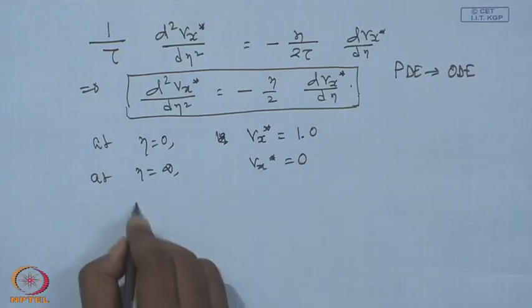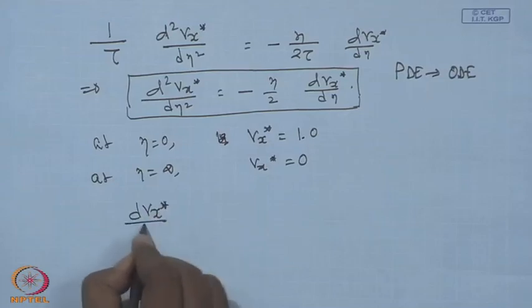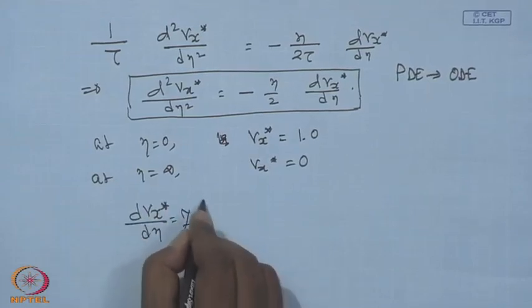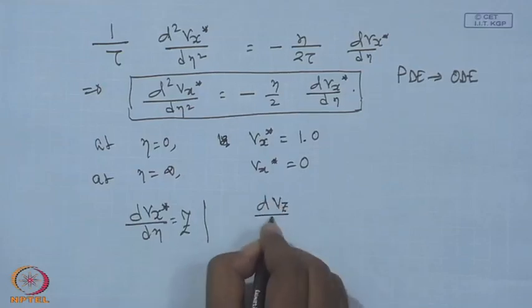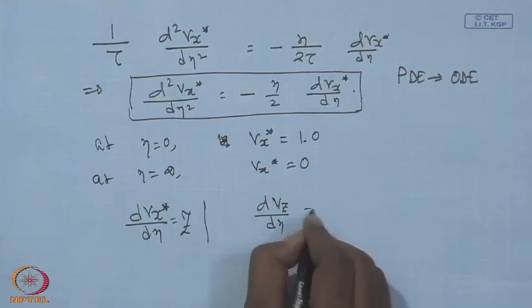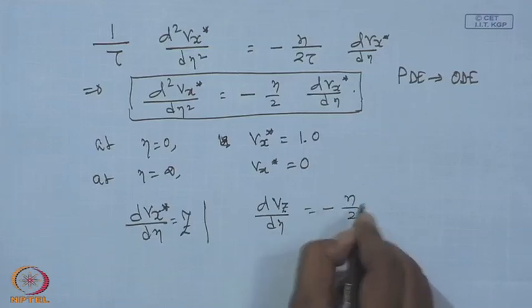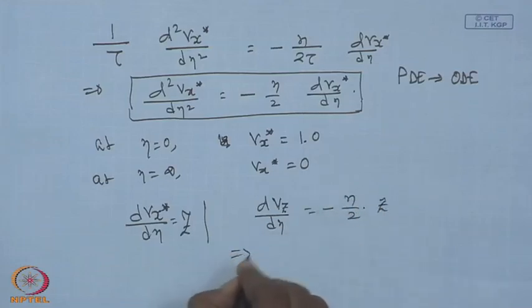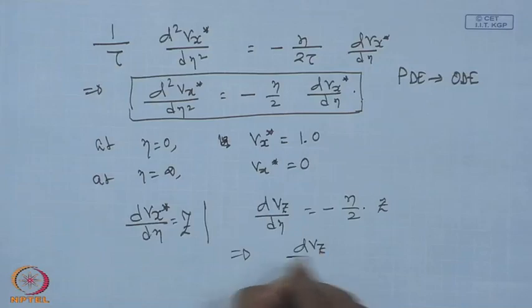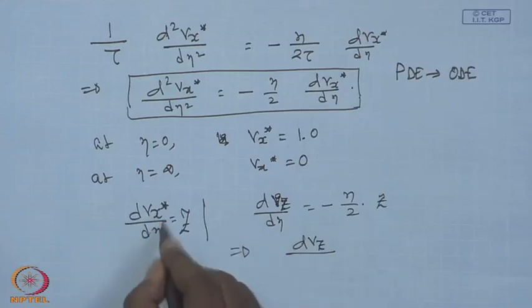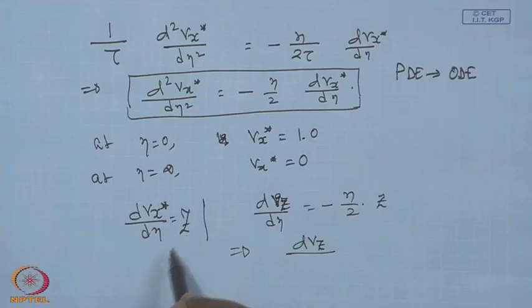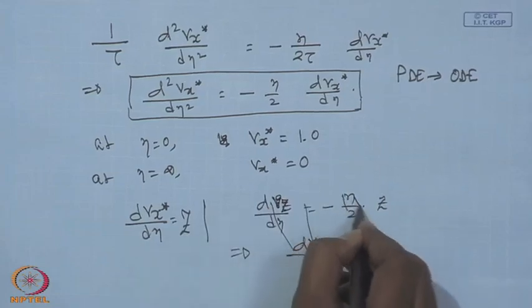So, we have to define, let us say, d v x star d eta is equal to z. If you define this, then you will be getting d z d eta is equal to minus eta by 2 z. So, bring it to the other side. Since d v x star d eta is equal to z, that means d square v x star d eta square will be nothing but d z d eta.